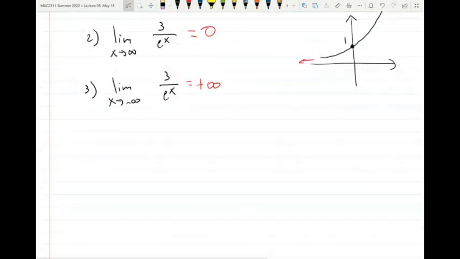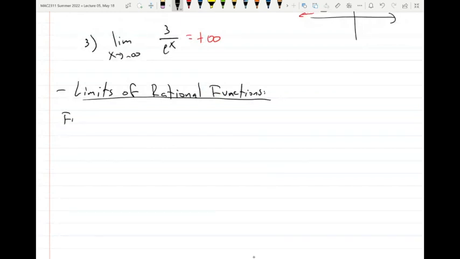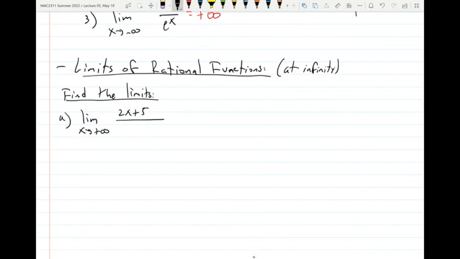All right, so there is a special class of functions for which it's kind of nice to find the limits. Those are the rational functions. So, limits of rational functions. It's like the example that we had at the beginning. So find the limits, and of course at infinity. Let's do the limit as x approaches positive infinity of 2x plus 5 over 3x squared plus 1.